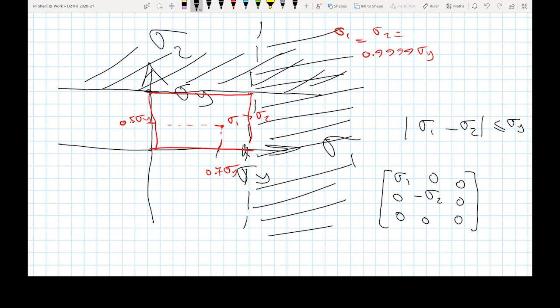So if you look into this axis, I'm just going to follow the same thing. And let us assume, just for the sake of argument, that sigma y in tension is equal to sigma y in compression.